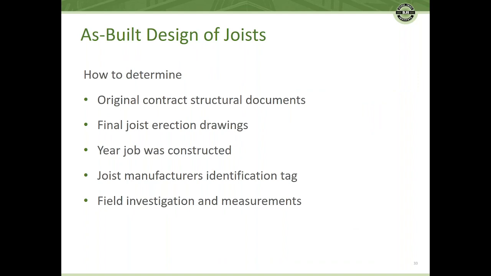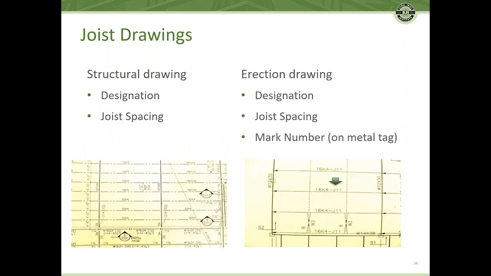The question is, how do we know what the joists were, kind of the as-built? So if we have original contracts, structural documents, we know what the loads are. We can also get that information from the joist erection plans. Again, knowing what year the job was constructed will help us with the joist specification, this identification tag, and then any field investigation and measurements. Sometimes those are required, but in a lot of cases, they're not if we have the information that the joist was originally designed for.